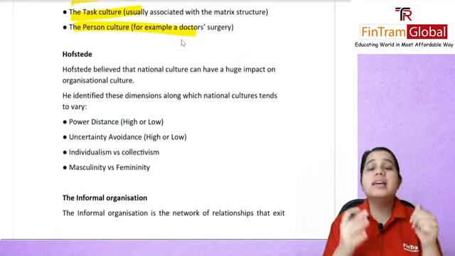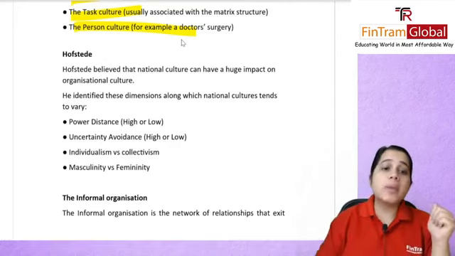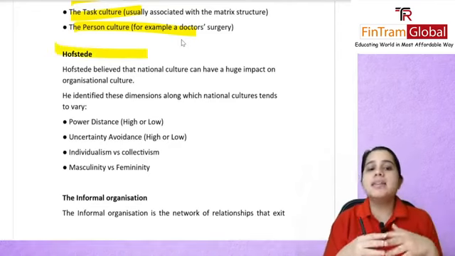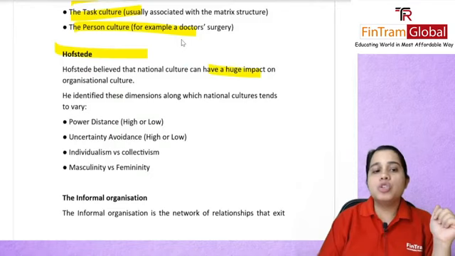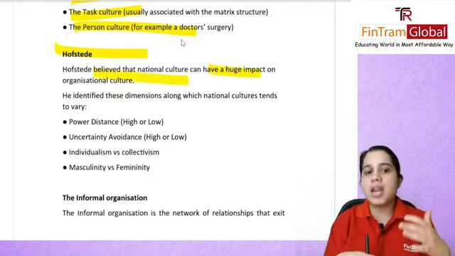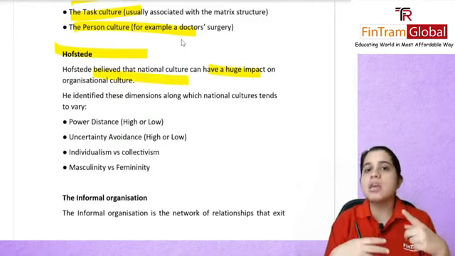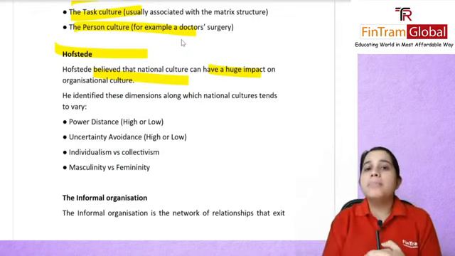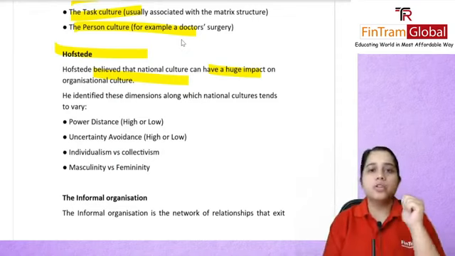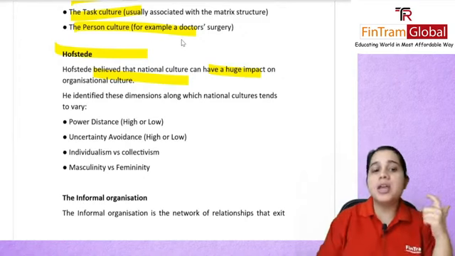Then of course another theory was given by Hofstede. He said that national culture can have a huge impact on organization culture, and he talked about 4 things. Power distance: how willing are your employees to accept that someone exerts power? So maybe they are a high PD or low PD.